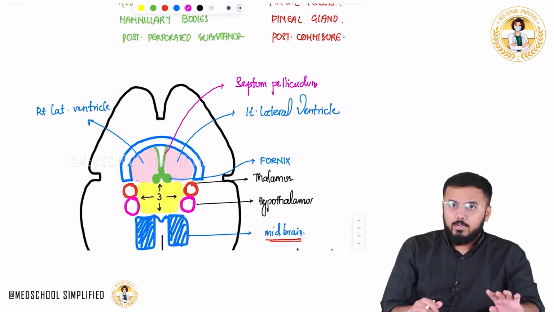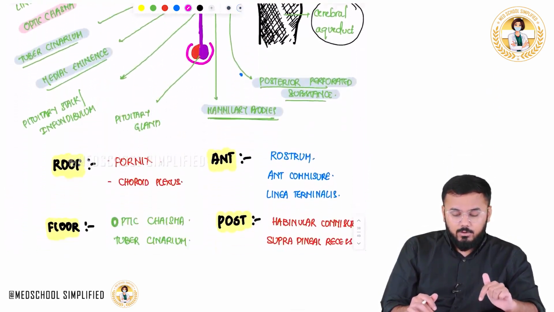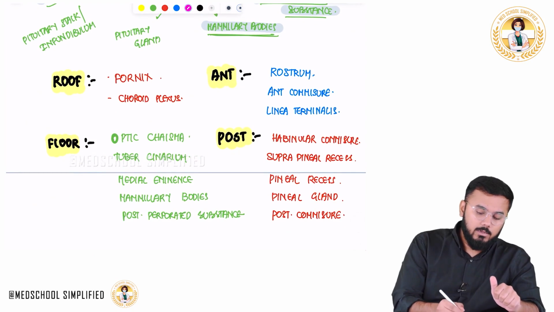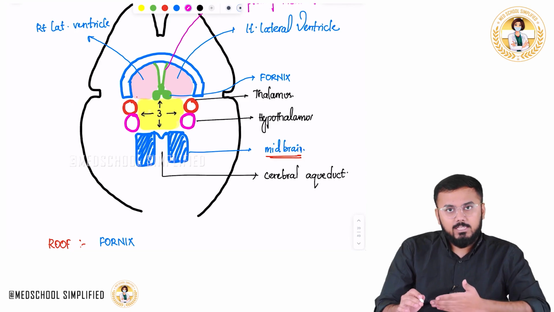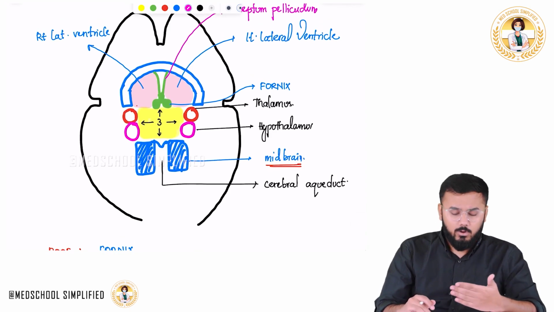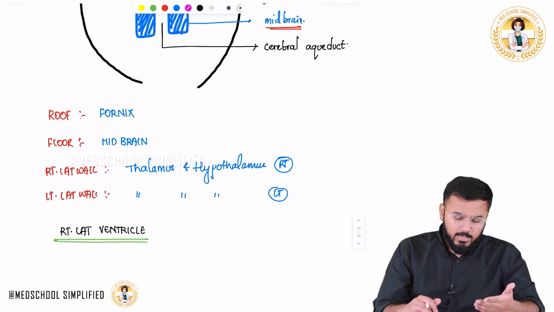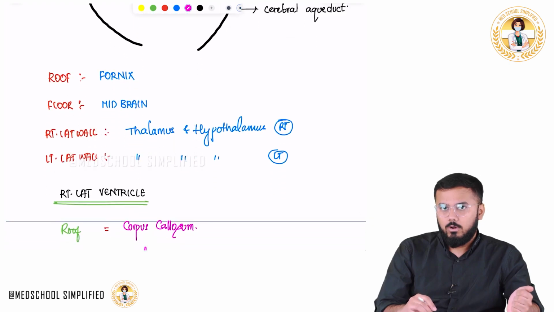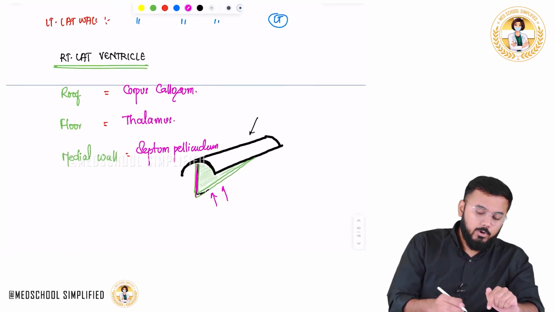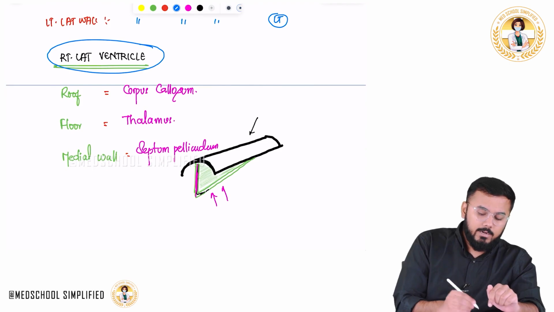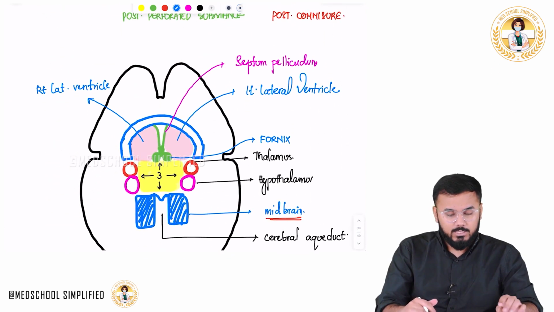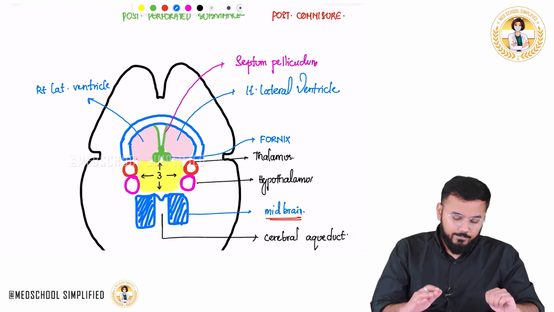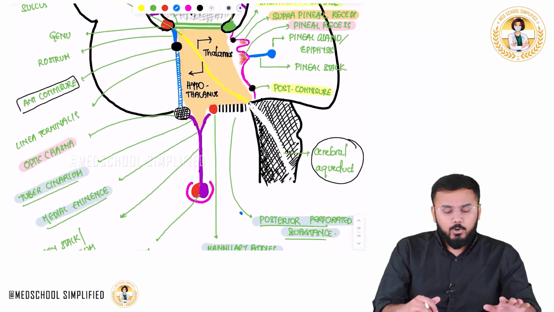So I hope now you understood in this section what structures form the roof, floor, anterior and posterior wall. Even in this sagittal section and in this coronal section, from the front you can very clearly understand what structures are located in the roof, floor, right lateral wall and left lateral wall. We also discussed what the roof, floor and medial wall of the right and left lateral ventricles consist of. These are the structures you should be clear about.